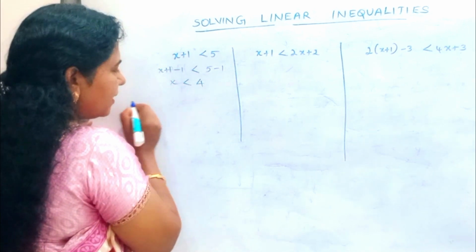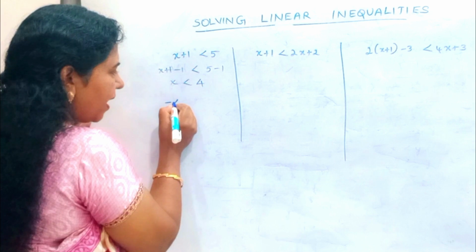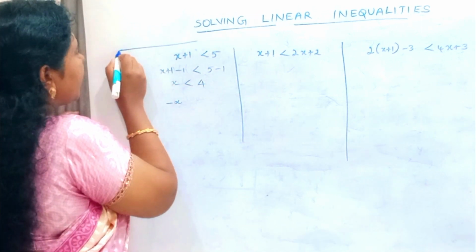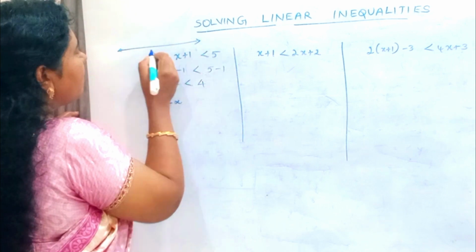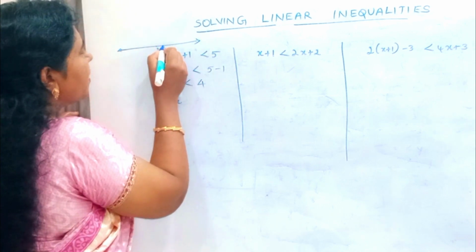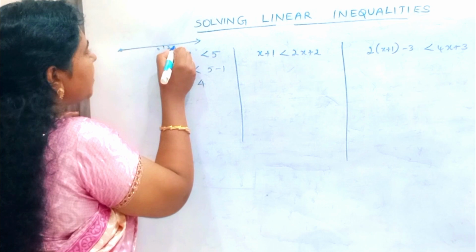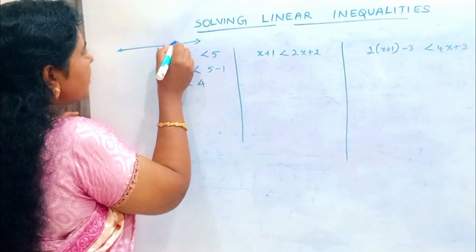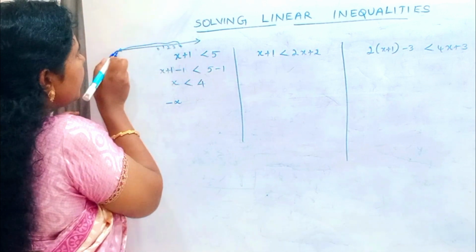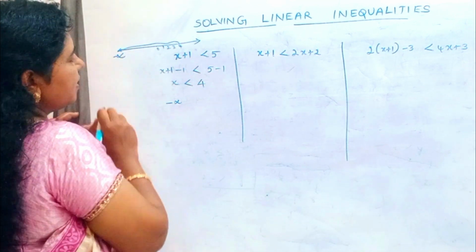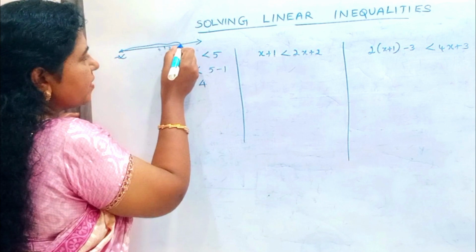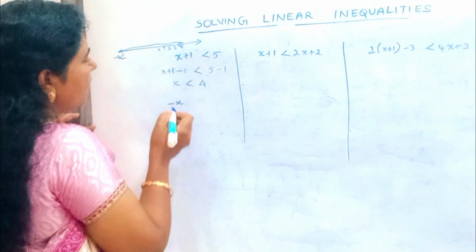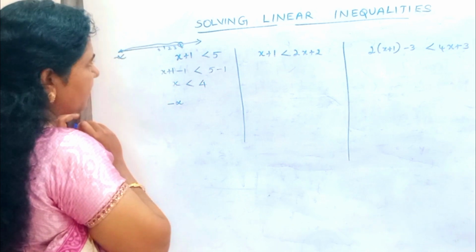The lowest value will be minus infinity. For x less than 4, the number line will be like this: 0, 1, 2, 3, 4. Less than 4 means we have this section, going toward minus infinity. The value 4 is not going to be included, so here we have to use an open circle. This is the number line representation.